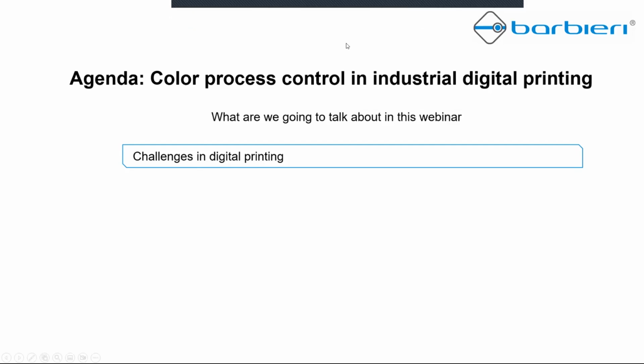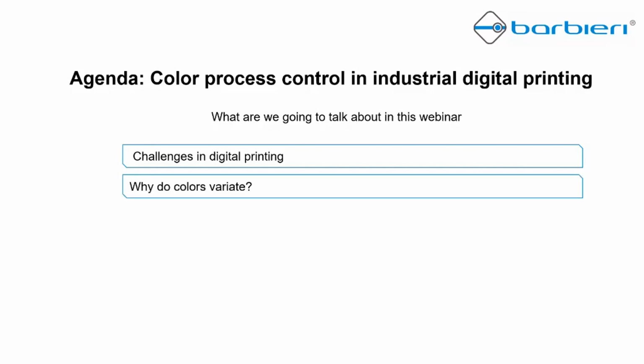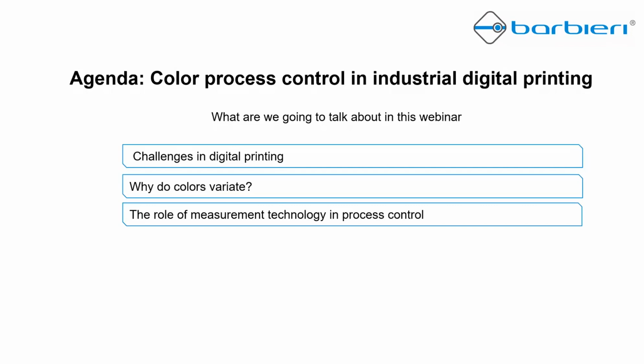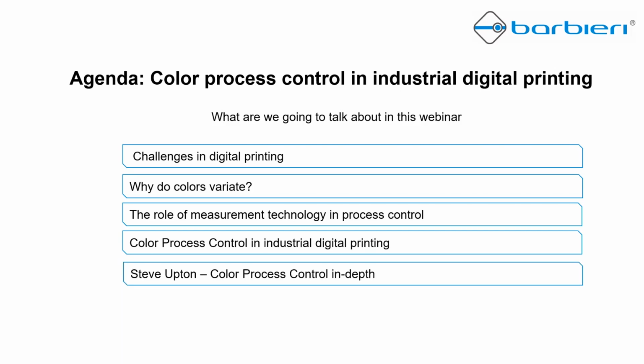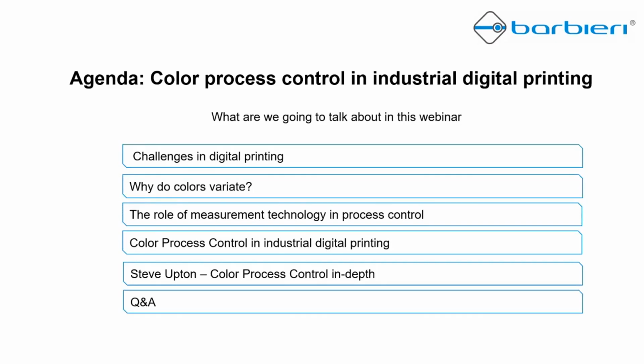So what's our agenda today? We talk about color process control in industrial digital printing. First, we tackle the challenges in digital printing. Then we answer the question, why do colors vary? We speak about the role of measurement technology in process control. Then a brief introduction to color process control in industrial digital printing. And then I hand over to Steve Upton, who gives us an in-depth look at color process control. And at the end, we have time for a Q&A session.